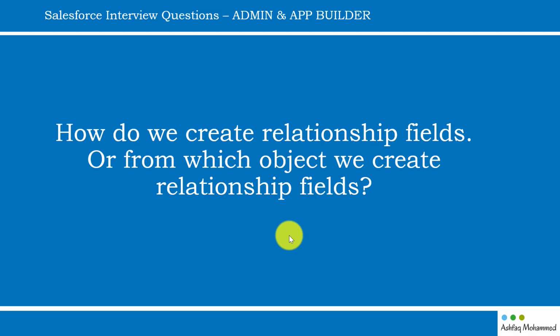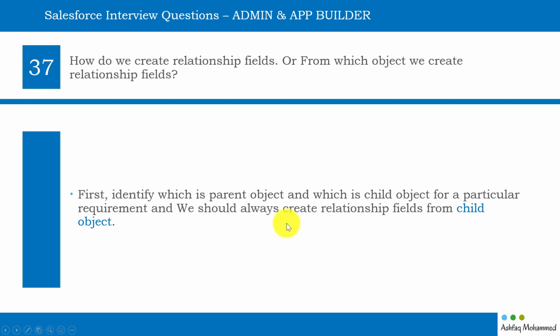Okay, so just a thumb rule: a relationship always gets created from the child object. First identify which is the parent object and which is the child object for a particular requirement, and we should always create the relationship from the child object. In the beginning, people go and create the relationship from the parent object.